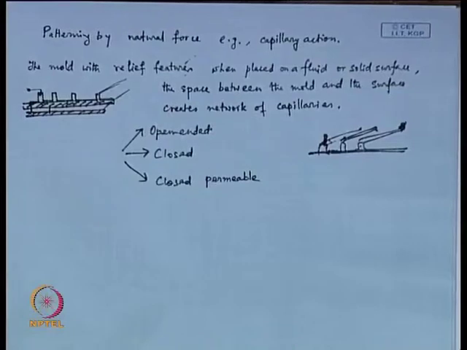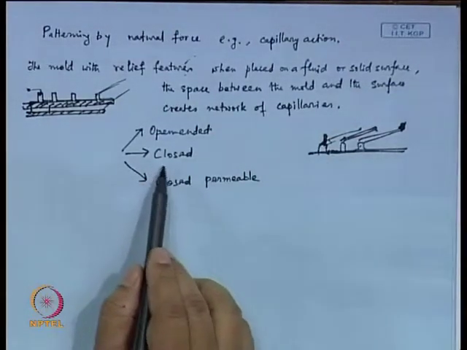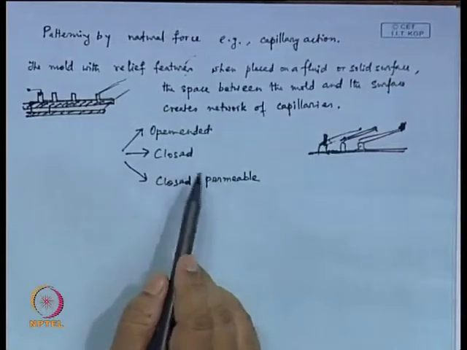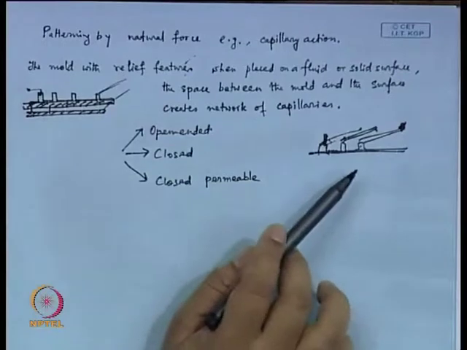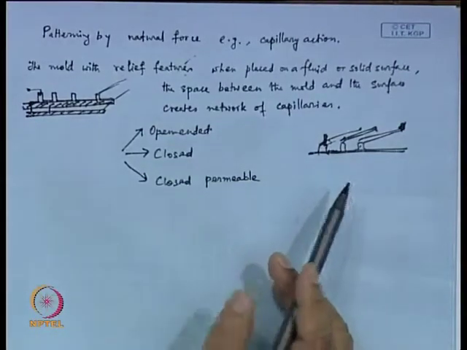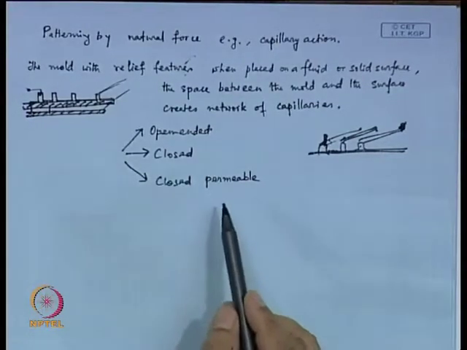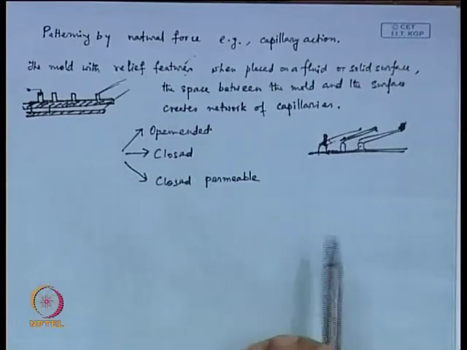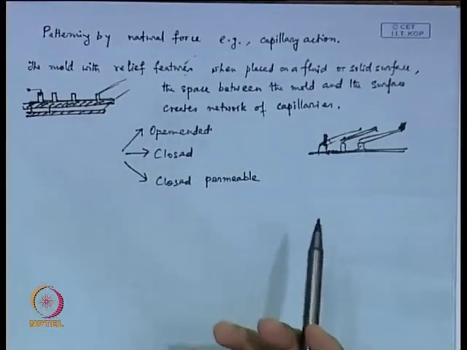That liquid polymer above its glass transition temperature. So in that case, you will consider these to be closed. So in that case, if the capillary action is pushing that liquid, but still air is getting compressed, you need to understand this. And the third type is closed permeable. You know that certain polymers are permeable, they can allow air or vapor to pass through it.